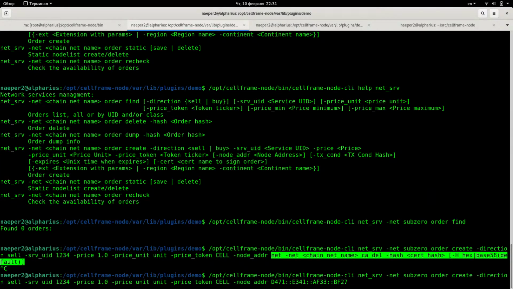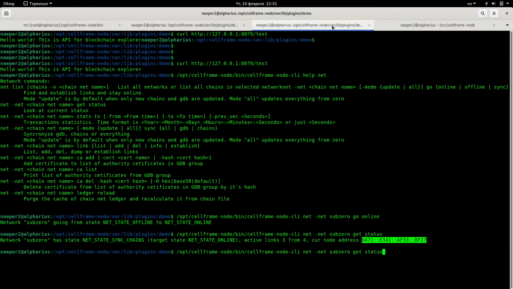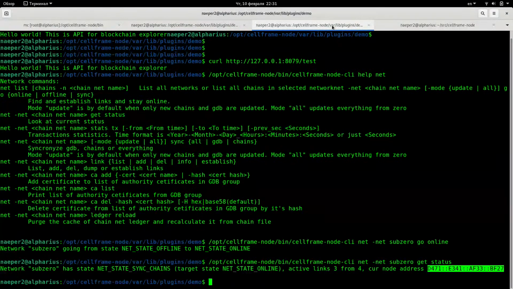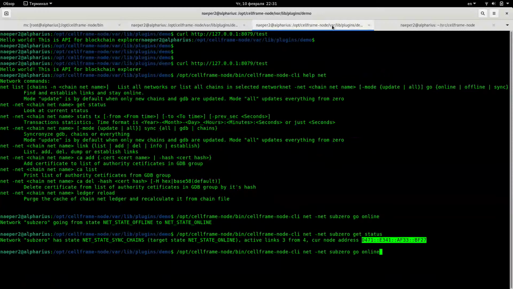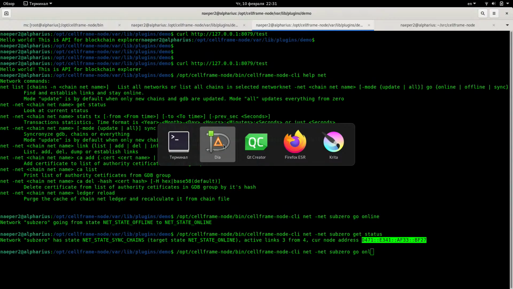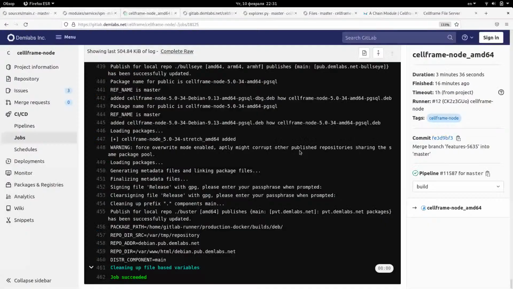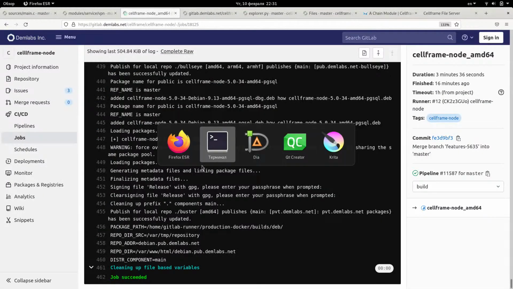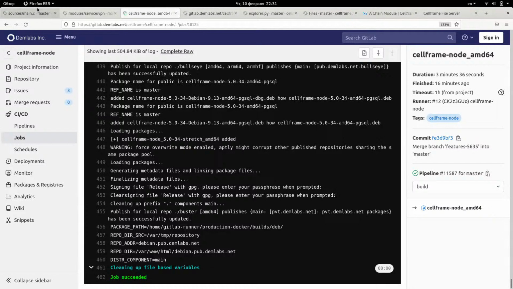So the next is a TX condition. Conditional transaction. It's something that you create with the CLI. I show all this in CLI, but you also could use API. For example, you could go in here. One moment. Where was the wiki page?